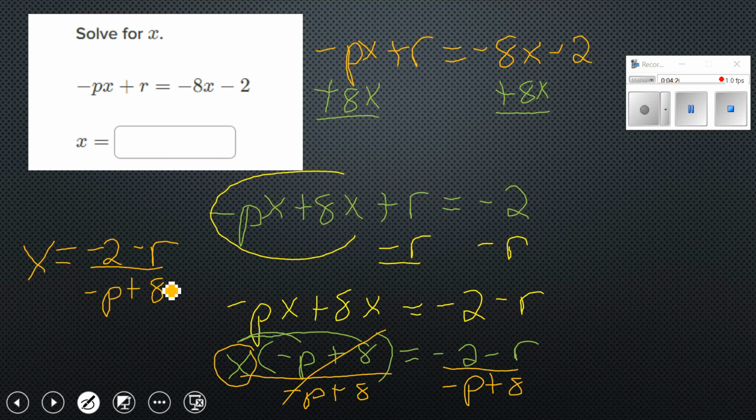And you could simplify that to get rid of the negatives, but for now I'm just going to leave that concept right there.